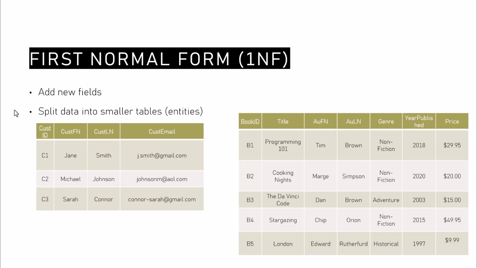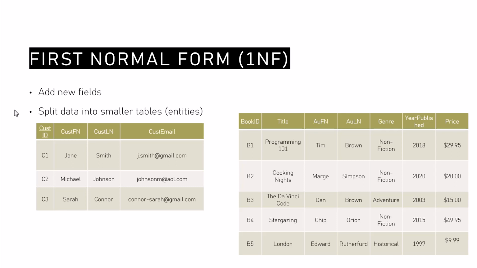But then we are also considering the bigger unnormalized table of, is this table storing data about more than one thing or entity? Conceptually, if it is, then we need to break it down into smaller tables. So at this stage, for example, I've broken it down into a customers table with cust ID as the primary key, and the books table with book ID as the primary key.